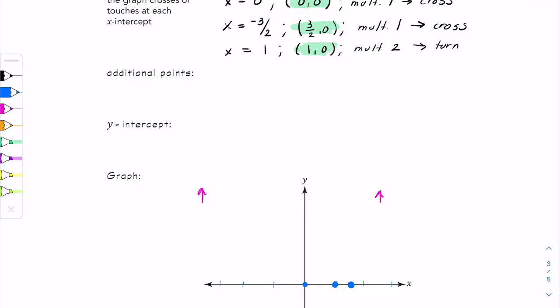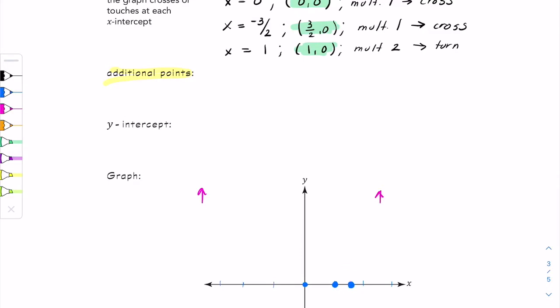And lastly, I need to plot a point at 1, 0. All right, after I plot these points and before I graph the behavior, so the turning or crossing at the x-axis, I need to find some additional points between each interval. So I need to find a point between these two x-intercepts, so it's either going to be somewhere up here or somewhere down here. And then I'm going to need to find a point between these two x-intercepts. So in this case, it's either going to be up here or down here. And I just need to calculate those.